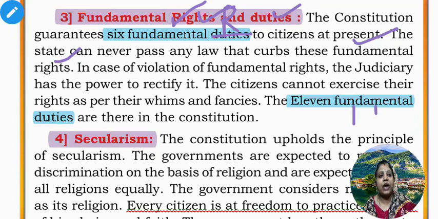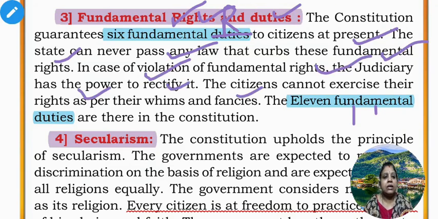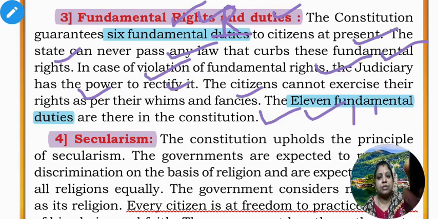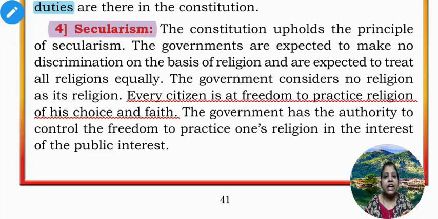In case of violation of fundamental rights, only the judiciary has the power to rectify it. The citizens cannot exercise their rights as per their whims and fancies, so they have to obey the constitutional rules. There are 11 fundamental duties mentioned in our Constitution: 6 fundamental rights and 11 fundamental duties. Please remember, children.